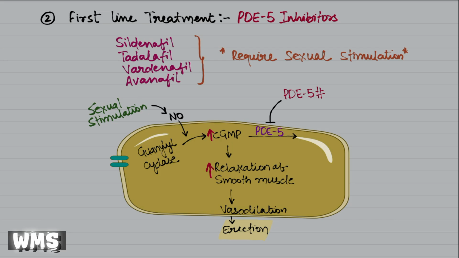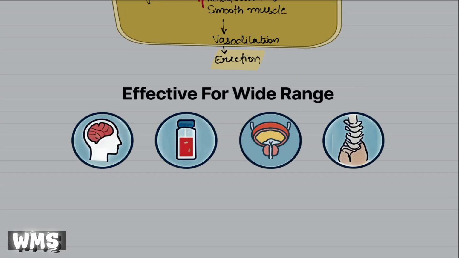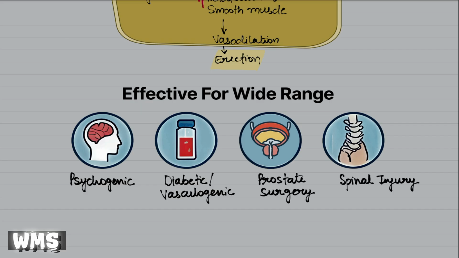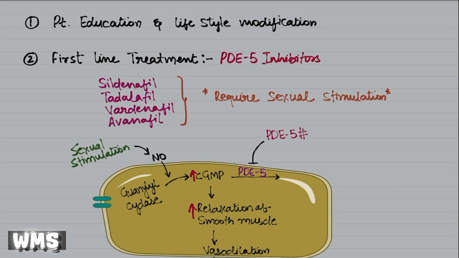These drugs are effective in a wide range of conditions, including psychogenic, diabetic, vasculogenic ED, post-prostate surgery, and spinal cord injury, which is why they are considered first-line therapy. They are usually taken in graduated doses, and their onset of action is roughly 30 to 120 minutes, depending on the drug and factors like food intake. Among them, tadalafil has a longer duration of action, while avanafil has a faster onset.